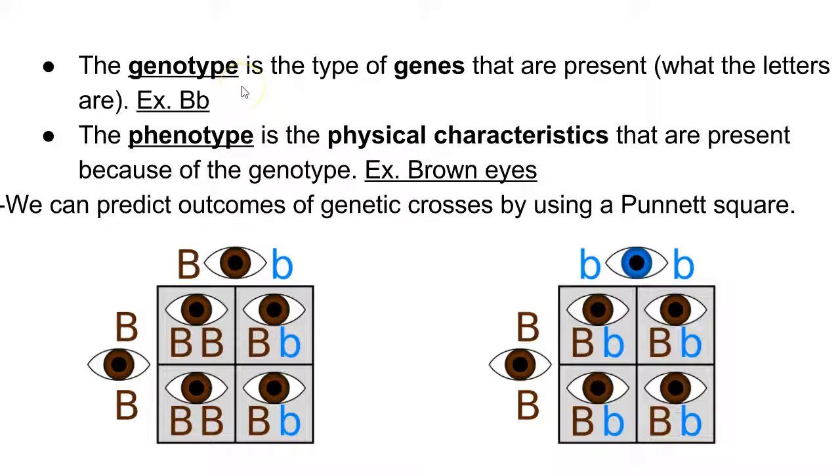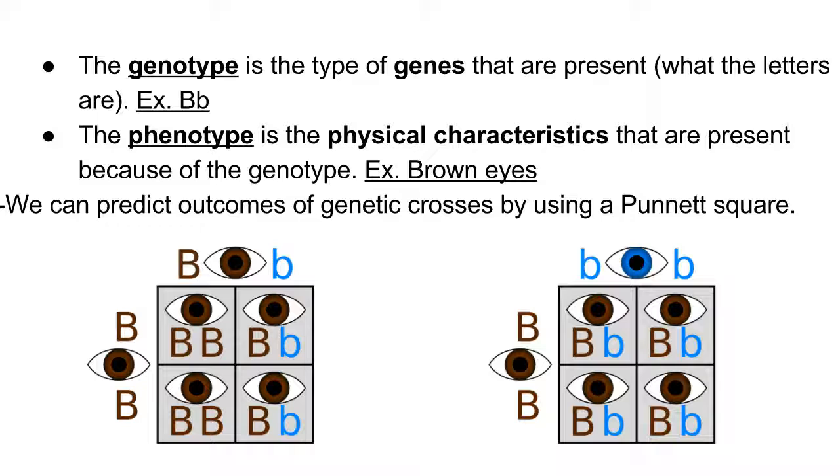Genotype is the type of genes that are present. So what the letters are is how we represent them. So an example would be like big B, little b. So genotype is what genes you got. Did you get dominants? Did you get recessives? Okay? Phenotype is the actual physical characteristics that are present because of the genes that you got, because of the genotype. So that would be like brown eyes. Okay, so just remember that the genotype is letters, the phenotype is actually what you see.